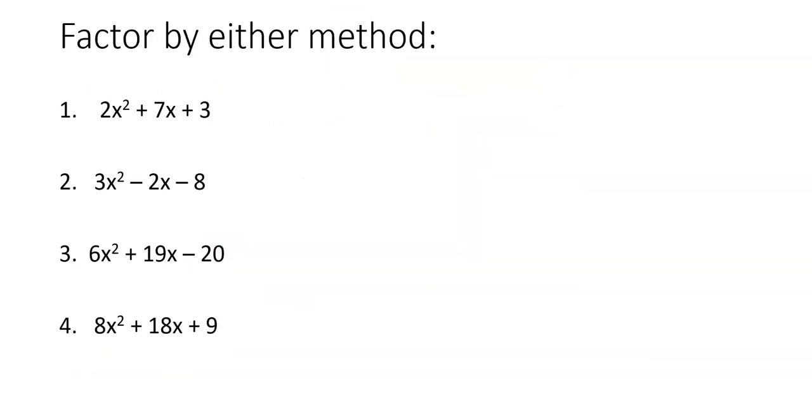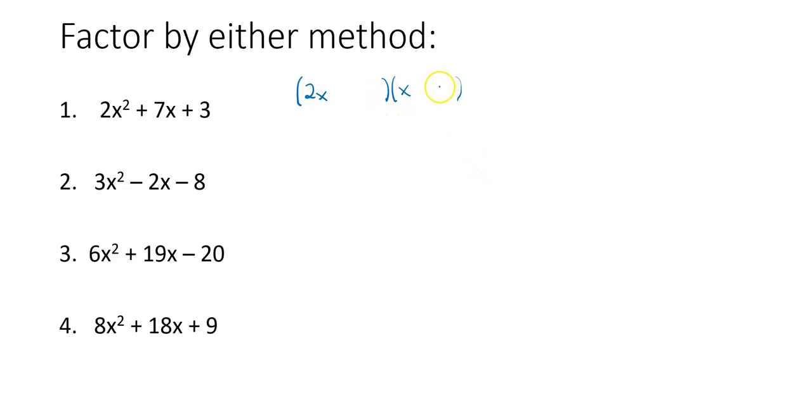All right, there's a lot of problems on here. We're not going to do every one of them, but we should try a couple of them. Look at the first one, 2x squared plus 7x plus 3. To me, that looks like a relatively simple problem in the sense that 2 only has factors of 1 and 2, and 3 only has factors of 1 and 3. So I know when I set this up, one term's going to have a 2x, one term's going to have an x, and then the factors of 3 are only 1 and 3.